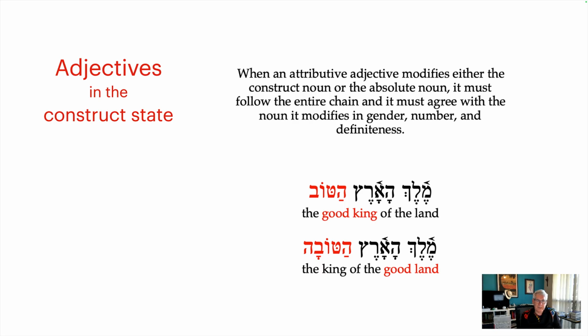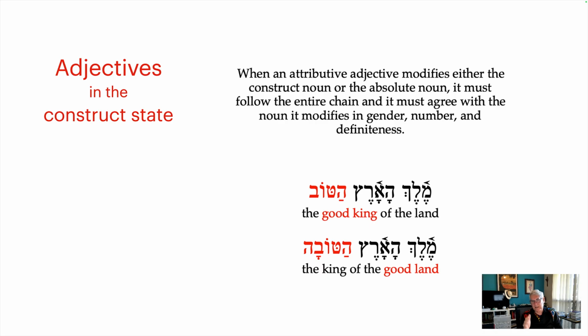Now that sounds a bit, what's going on here? We look at these examples. We have Melech, Haaretz, Hatov: king, the land, the good. Now, Eretz is a feminine noun. The adjective is not a feminine adjective. It's the simple masculine adjective tov, meaning good. So Hatov is referring to Melech, because Melech is a masculine word.